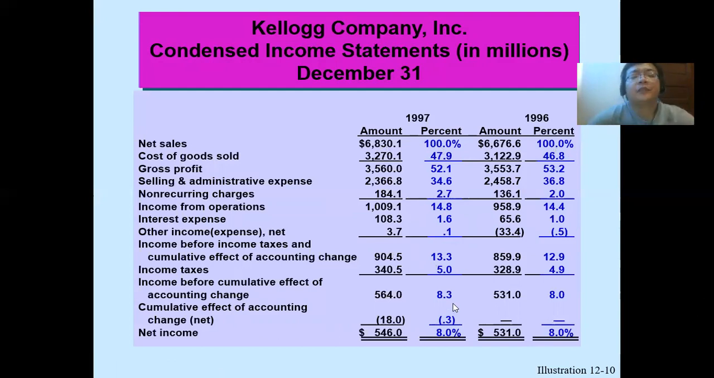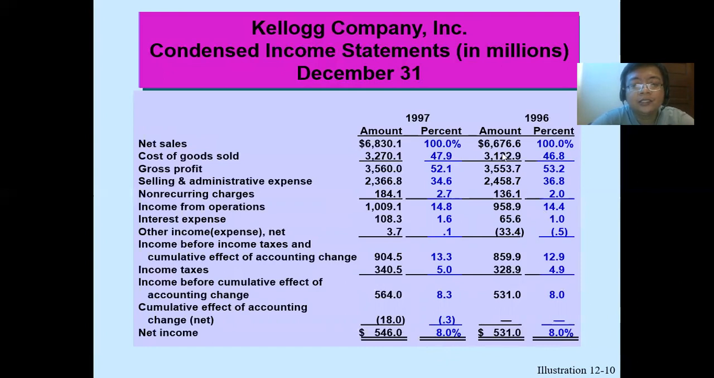So basically, 47.9% is your cost of goods sold percentage based on the net sales. The majority is your cost of goods sold. Net income is 8.0%, meaning the profit margin here is 8.0. Same in 1996. Also in 1996, your base is always net sales. That's why it is always at 100%.